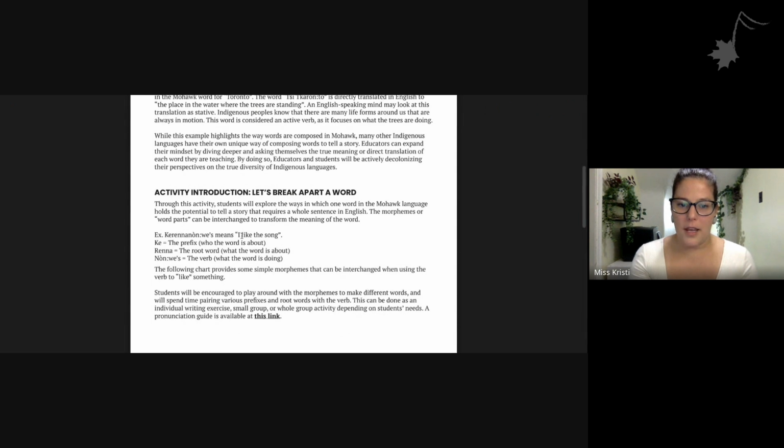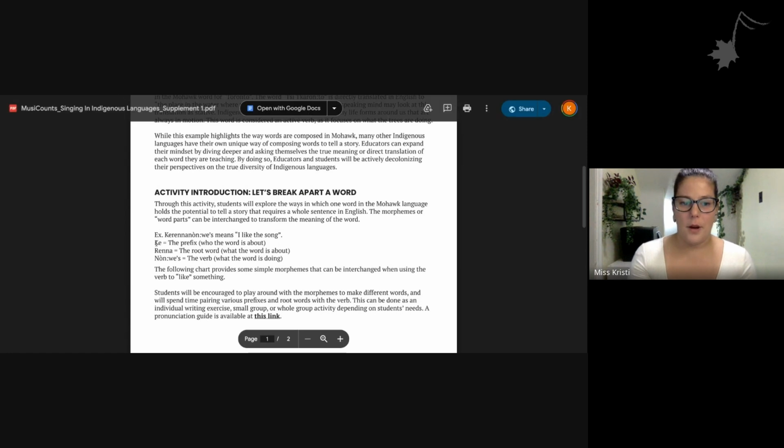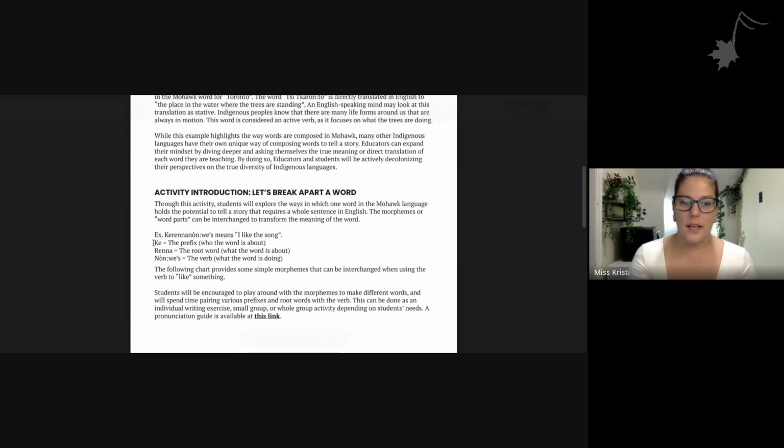This word right here, "Geelanuas," it means "I like the song." The part right here, "ge," is the prefix, or you might be more familiar with it being known as a pronoun. So that's who it's about: I. "Lana" is the root word, what the word is about. So "lana" here is the song. And "nues," the verb, is liking: I'm liking the song.